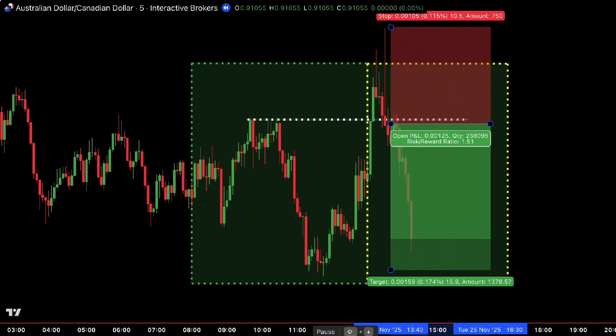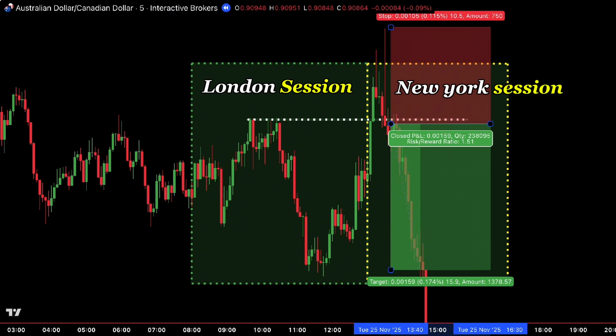This setup is based on one simple idea. The market often makes a fake move during one session, and the real move during the next. But this strategy only works during 2 sessions, the London session and the New York session. So first, we need to mark those sessions on the chart. Here's how to do it.